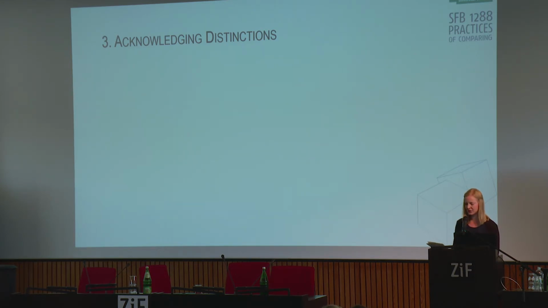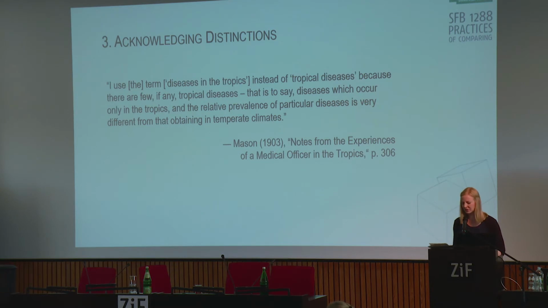Mason had served as a surgeon in Puerto Rico for 9 months, followed by a 17-month service period in Panay in the Philippine archipelago. The article, which is based largely on Mason's earlier report to the Surgeon General U.S. Army from November of 1900, begins with an interesting terminological distinction. He says, "I use the term diseases in the tropics instead of tropical diseases because there are few, if any, tropical diseases." That is to say, diseases which occur only in the tropics.